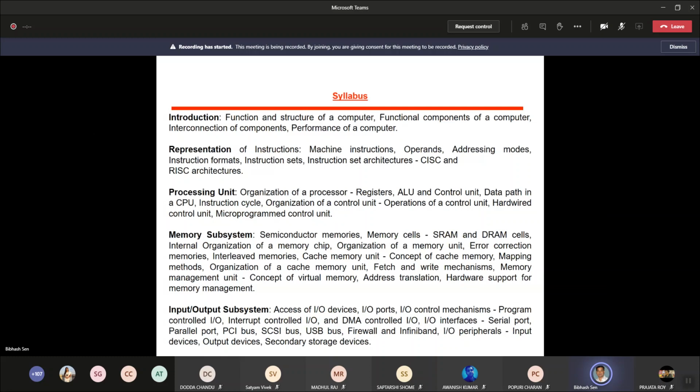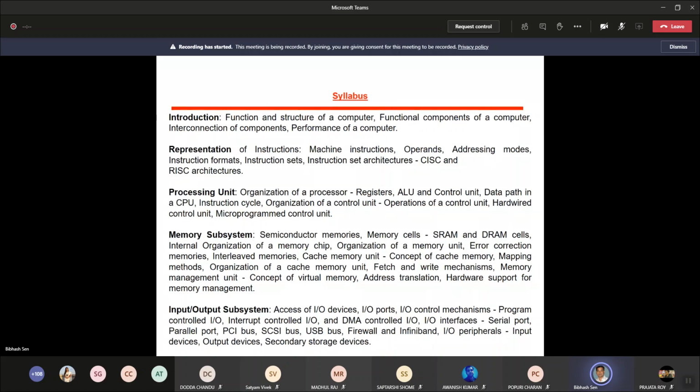The second part is the representation of instructions. The different computer architectures available in the market are classified based on the instruction set architecture. So here we will study the instruction set architecture and the addressing modes. We don't have any separate classes for microprocessors, so in this semester we will study the 8085 microprocessor, its registers and instruction set architecture, in the representation of instruction classes. That is one part.